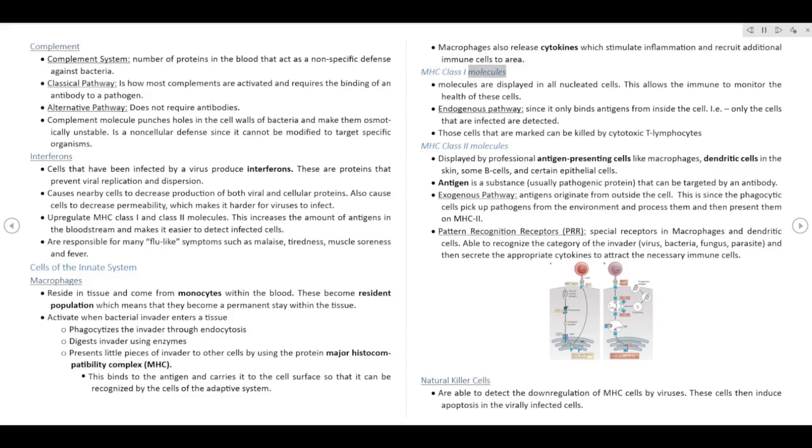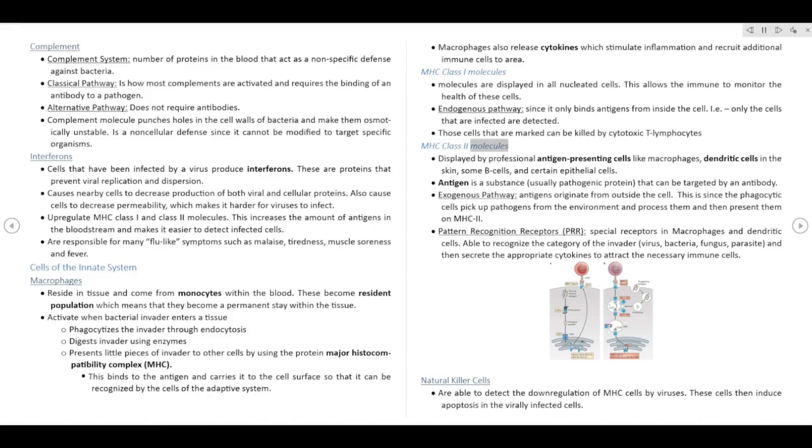MHC class I molecules. These molecules are displayed on all nucleated cells. This allows the immune system to monitor the health of these cells. Endogenous pathway, since it only binds antigens from inside the cell, i.e., only the cells that are infected are detected. Those cells that are marked can be killed by cytotoxic T lymphocytes.